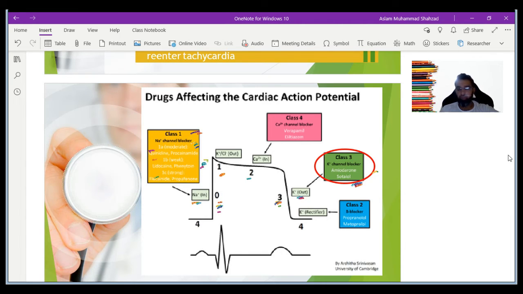Then we have class 2 drugs that we discussed in the previous slides, which are beta blockers. They act on the phase 4 level, and the fourth classification, the calcium channel blockers, act on the phase 2 period. You can see in calcium channel blockers, calcium is moving in, so they block the calcium channel, while potassium is going out. So all these refractory periods are very important to understand the role of different drugs that act on different phases.